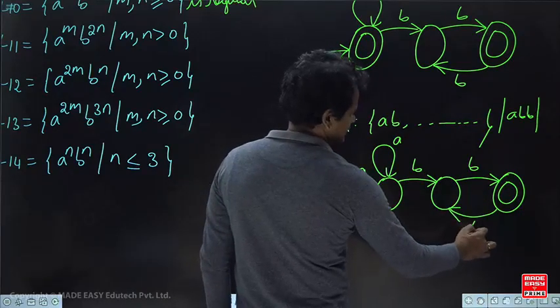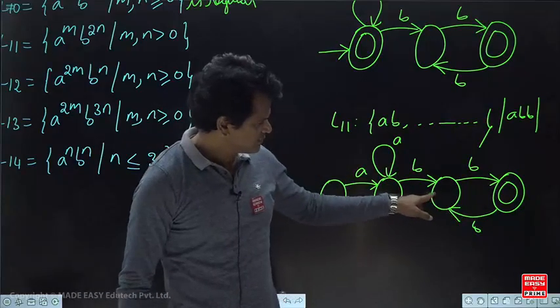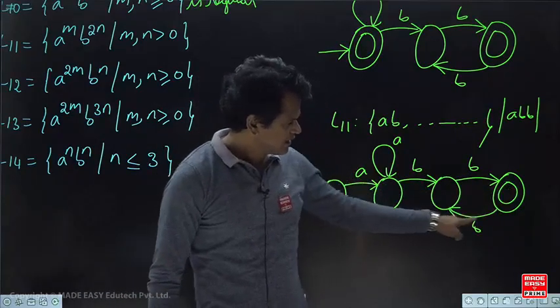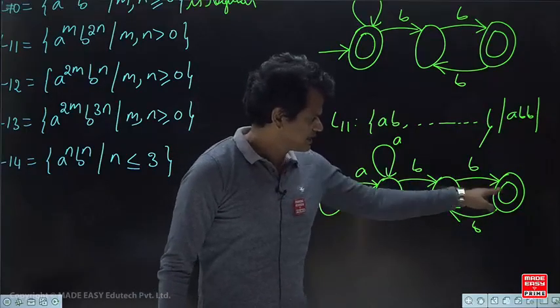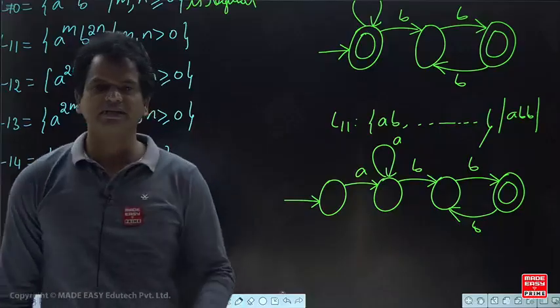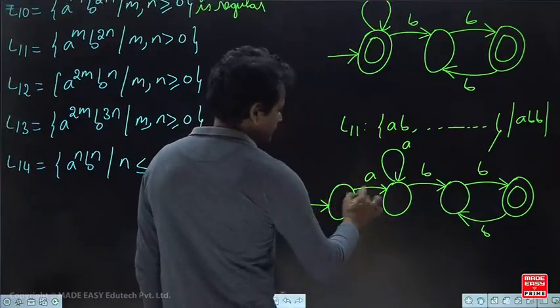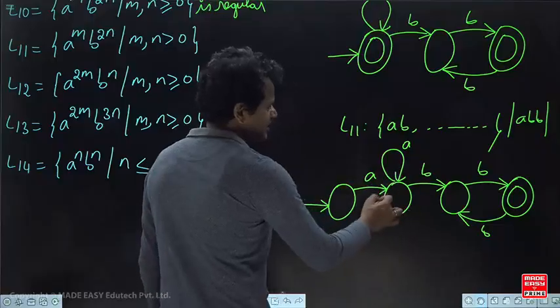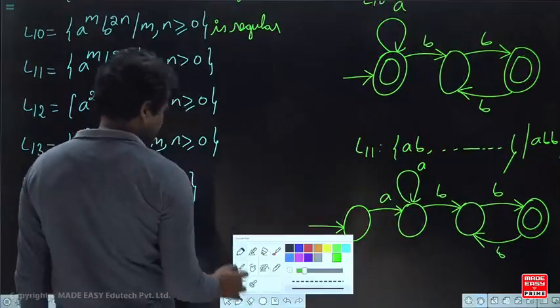B's are 3, don't accept, are you following? 1, 2, 3, don't accept. 4 B's accepted. 5, don't accept. 6 B's accept. 7, 8, 9, 10, 11, 12, 13, 14. Yes, B's are even, the machine accepts. B's are odd, it doesn't accept. Minimum 1 A followed by any number, minimum 2 B's followed by an even number. So this is also regular.